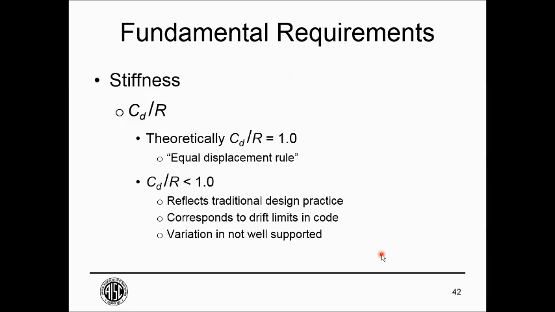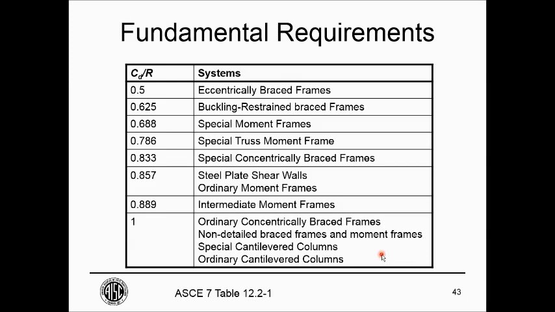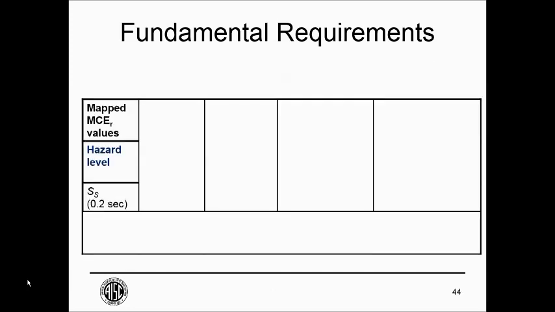So this is the ratio of C sub D over R for different systems. For systems that are close to elastic, we use C sub D over R of 1. For some systems, we use a lot less than that, such as eccentrically braced frames. May not be a great reason for that. But this is currently what we have.